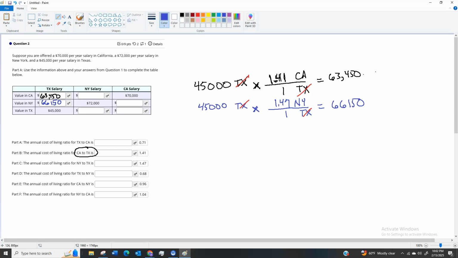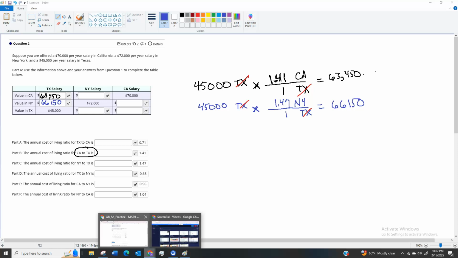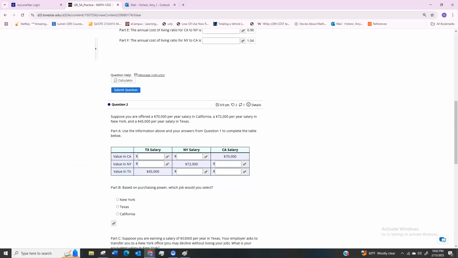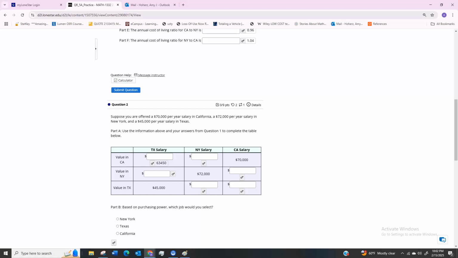Okay, so let's go back, and I'm going to show you just for verification that these are the two correct answers for that problem. Let me go back to the problem and click on the keys here. You can see 63,450 and 66,150. Again, we had answers that were close when we were doing it in class, but because I was using the other ratio, it didn't like that. I think we had 63,380 or something like that.